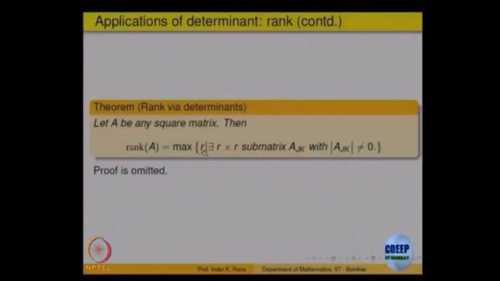So, look at the largest value of R, such that the R cross R sub matrix has determinant not equal to 0, while higher order ones have determinant 0. If at least one is not 0, then the rank is that number. That is another complicated way of finding the rank, but it is a useful theorem in proving theoretical results. So, this is one of the ways of relating the determinant with the rank of the matrix.